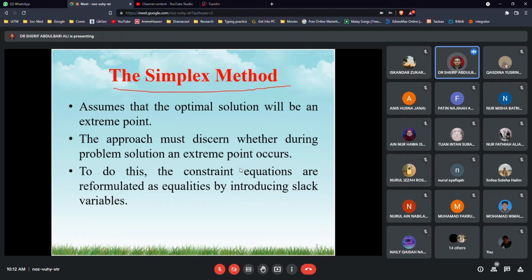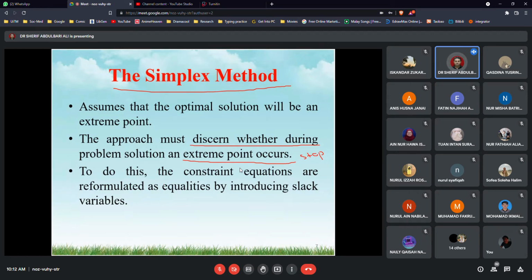So while we are solving, you need to check whether the extreme points occur during the problem solution or not. Okay, if you already found the extreme point, you are going to stop and conclude that this is the value maximizing my objective function, and state what those values are.